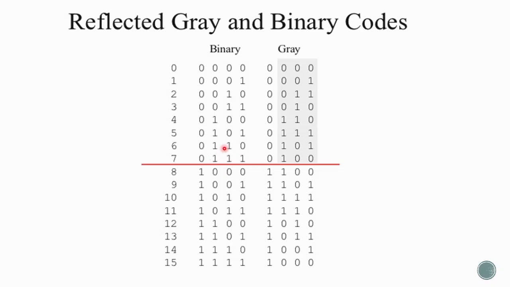For 6 it is 110. When we interchange the ones and zeros, we get 001. That is for 9, 001. When we interchange here, we get 010. That is the same for 10, 010. This is the reflected nature of gray and binary codes. Hope the concept is clear.